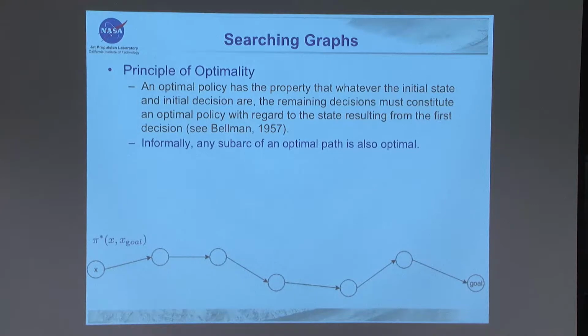So let's say in your motion planning problem, this is your goal node, and you want to find the optimal path from X to the goal. You may have a bunch of intermediate nodes, and this statement says, if this is the optimal path, then for any intermediate node you pick, the sub-arc from that intermediate node towards the goal is also optimal. This makes sense, right? Because if it is not optimal, then you cannot claim optimality for the whole path.